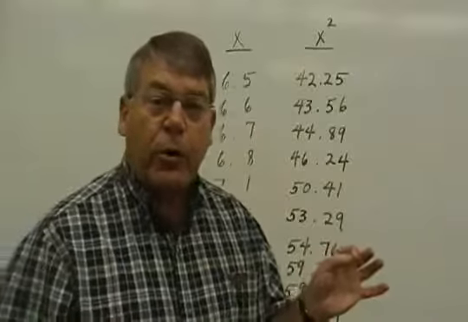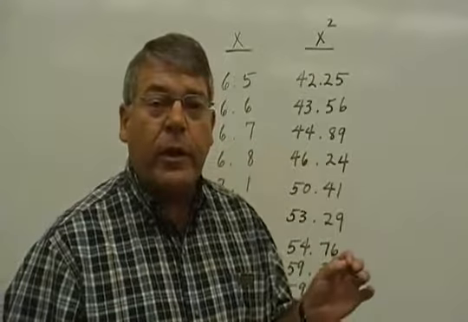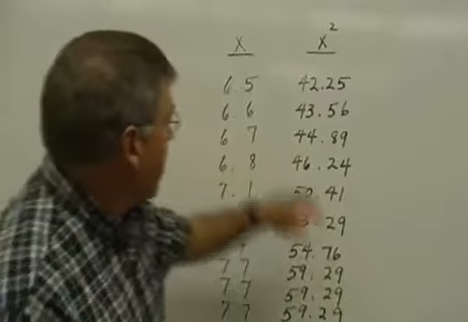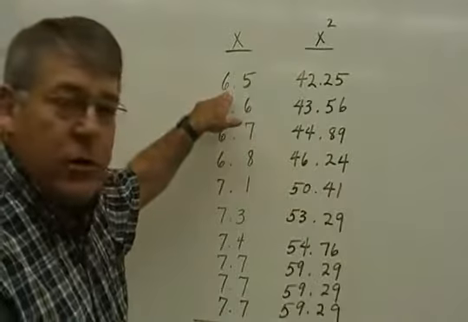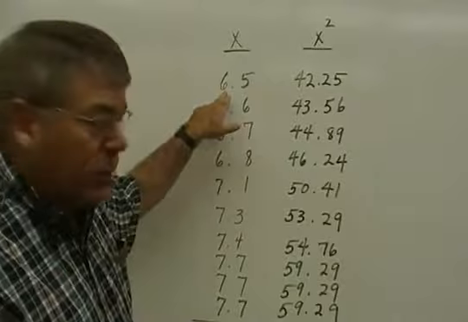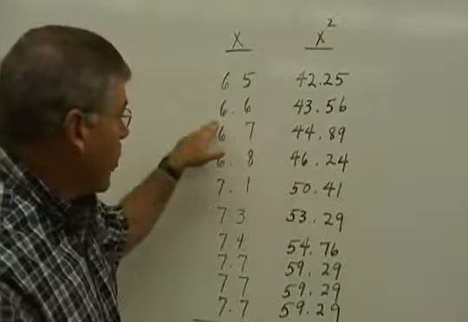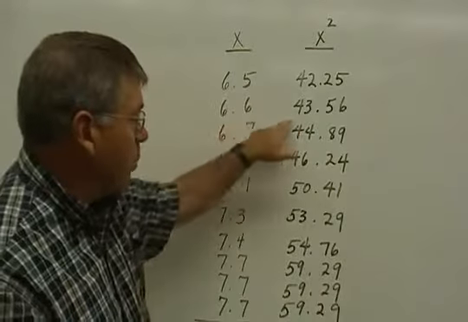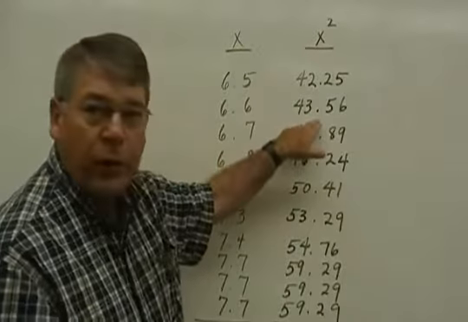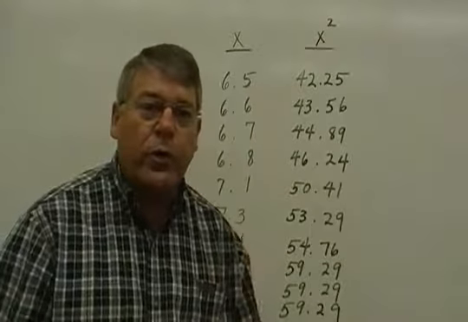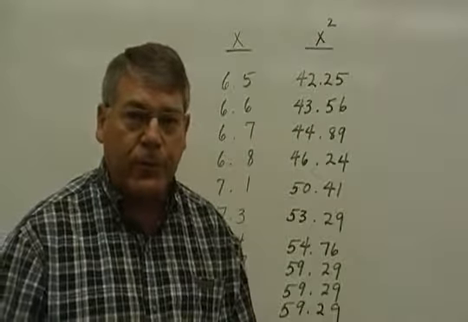Okay, now the first thing we're going to need in our formula is the sum of x squared. That means that we're going to take each of our x values and square them. So 6.6 times 6.6, 43.56, and so on down the list. I urge you to go ahead and work through these and then check your answers.